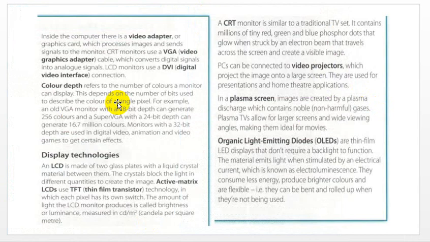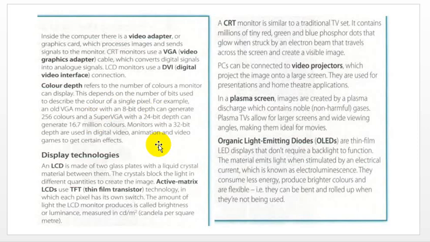Inside the computer, there is a video adapter or graphic card which processes images and sends signals to the monitor. CRT monitors use a VGA video graphic adapter cable, which converts digital signals into analog signals. LCD monitors use a DVI, digital video interface connection. Color depth refers to the number of colors a monitor can display. This depends on the number of bits used to describe the color of a single pixel.